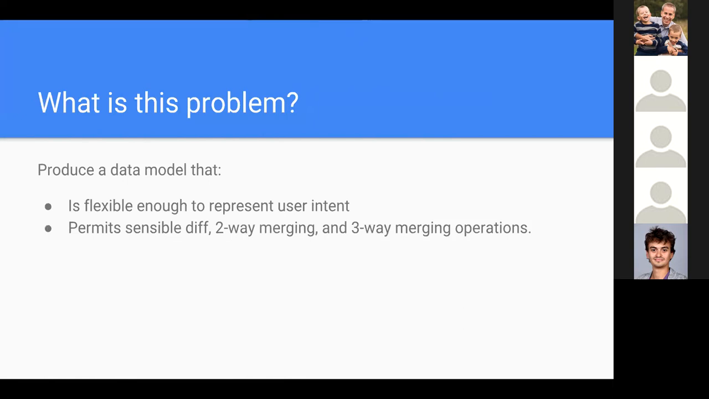If you're familiar with Git's three-way merge, this is actually the structured data equivalent of that problem. Git does a great job at three-way merges, so it seems like it might be possible to do a good job on structured data, which is actually more informative than just random text. So the problem of doing this is we want to come up with a data model that can accurately represent what users want to do, but also permits a sensible difference operation, two-way merge, and a three-way merge.